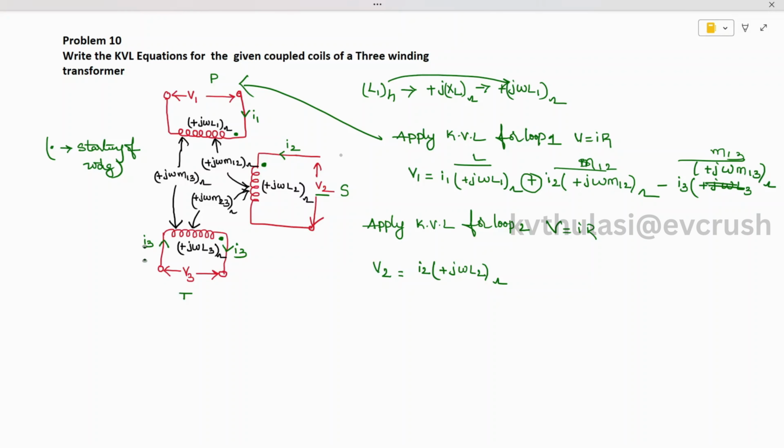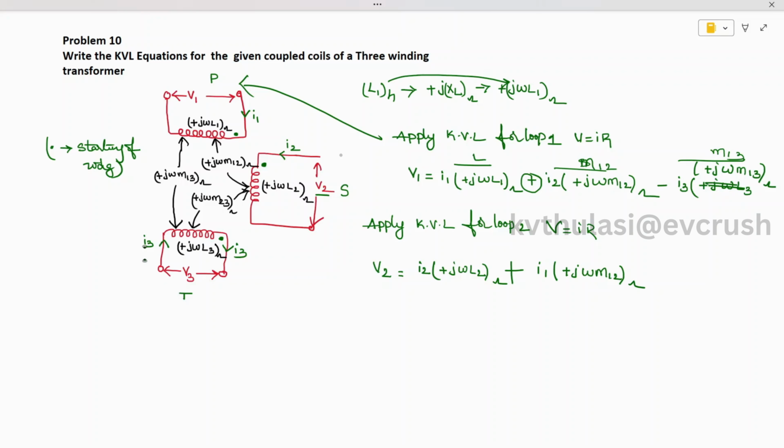Already I told you, I1 current is entering the dot, and I2 current is also entering the dot. Automatically you are going to get positive polarity. I2 is the current of one coil, and I1 is the current due to another coil, which is the first coil. So you have to write the current I1 multiplied with the mutual inductance, whose value is plus jωM12 ohms. This is nothing but I into R.